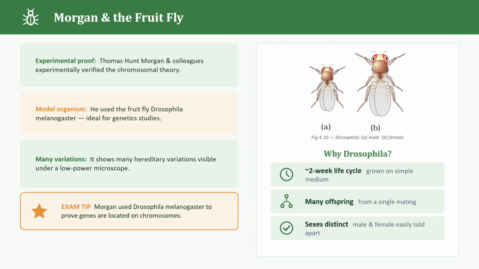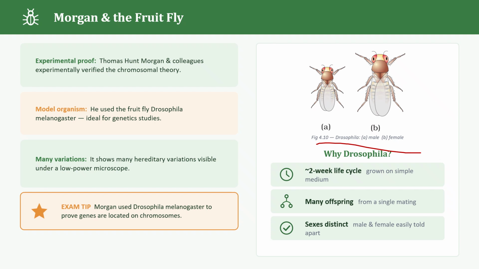Although Sutton and Boveri proposed the theory, experimental proof was only given by Thomas Hunt Morgan. Why did he use Drosophila? He could have used some other organism also. You can see the picture of this fruit fly here, children. The fruit fly, Drosophila melanogaster.